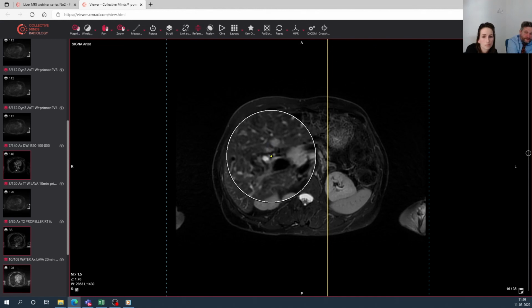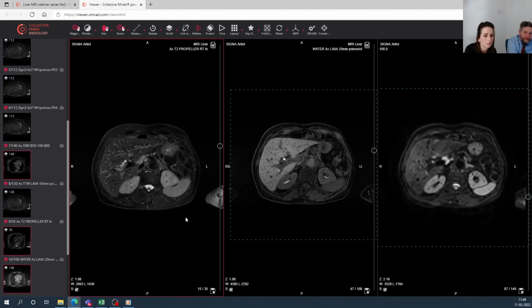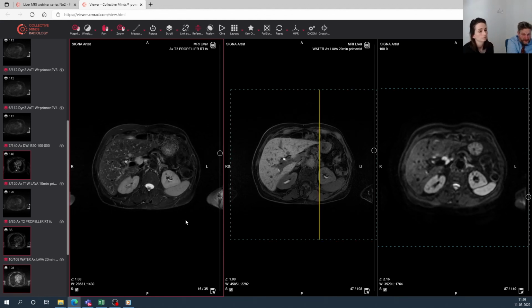Look at the T2 multi-shot, not a single shot, because there's less blurring when using a multi-shot, the diffusion, and the Primovist. So that would be my proposal. If you have to detect liver mets with MR, use Primovist and look at those three sequences. And this detection is better than CT. Whether it is cost effective, future studies will show.